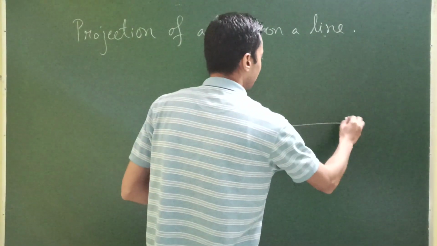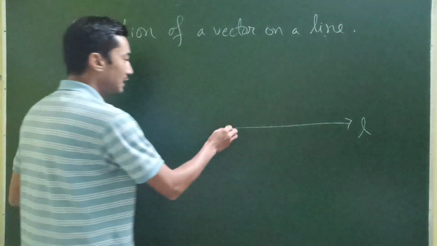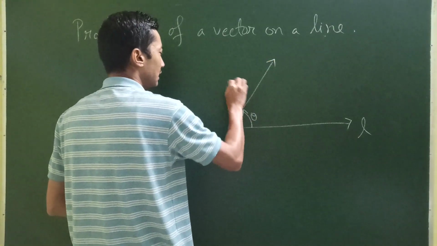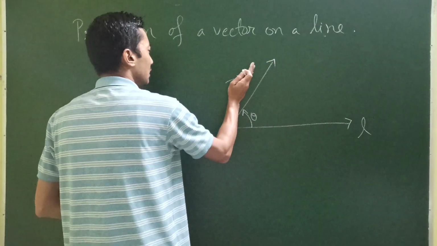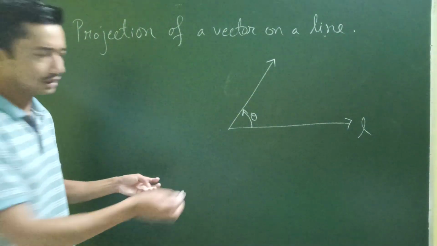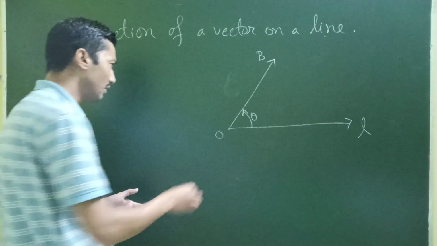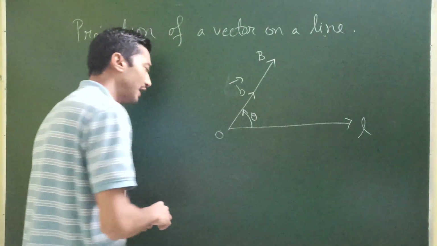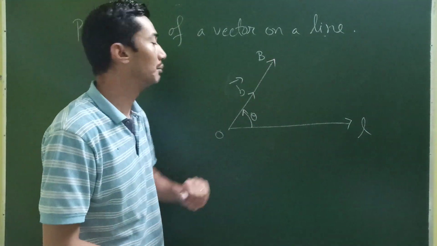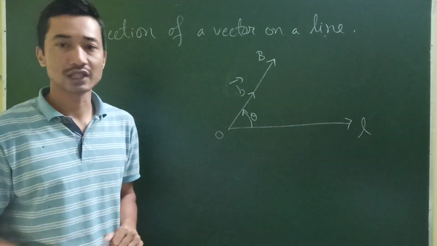For example, we have a directed line, let's say L. And then there is a vector OB, represented by vector B, which is making an angle of theta with the line in the anticlockwise direction.